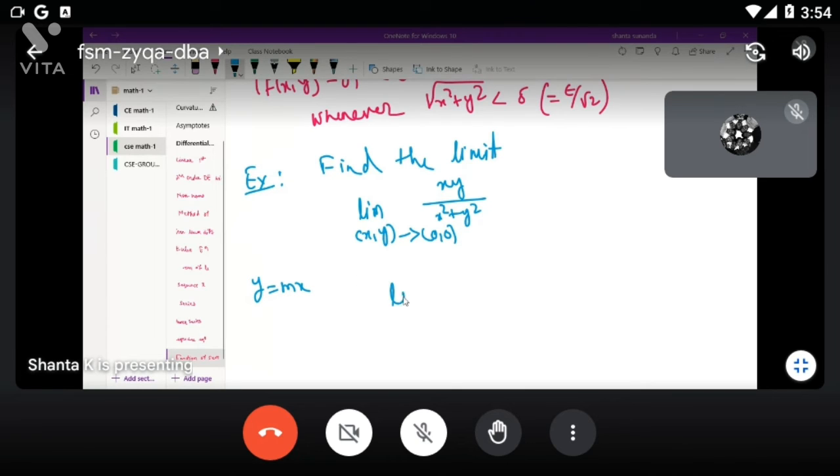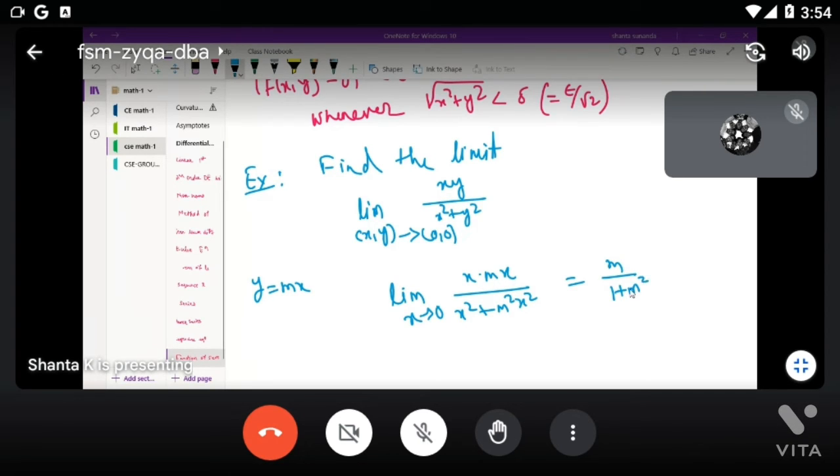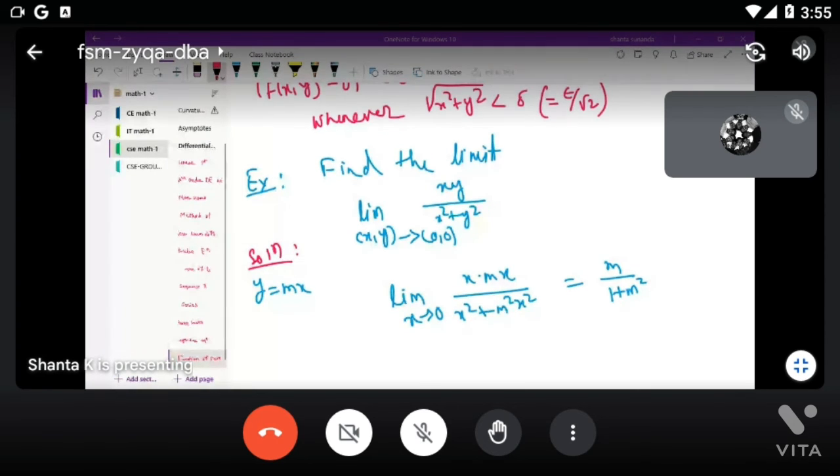We can put y equals mx. Then here only x approaching 0 is enough. X times mx over x square plus m square x square. So what we are left with is m by 1 plus m square. Now what do you say, limit exists or does not exist? No, it does not exist.